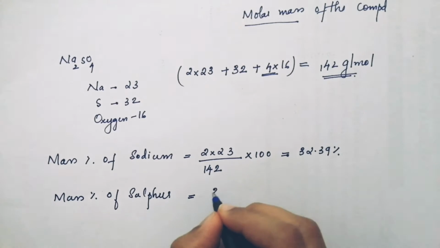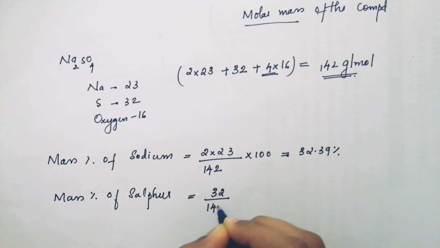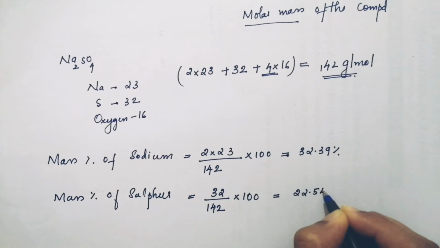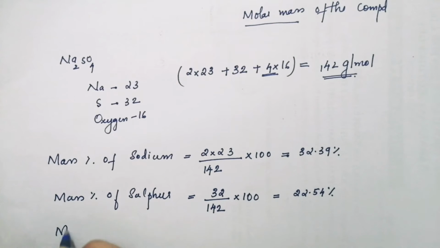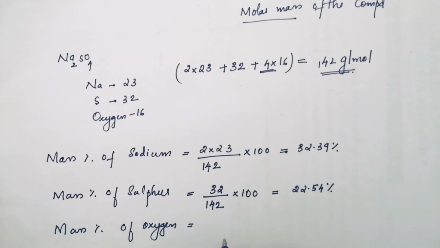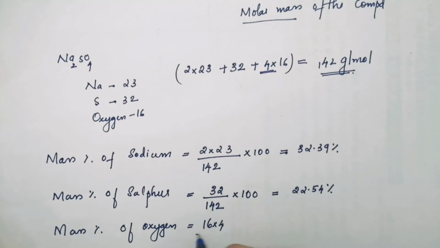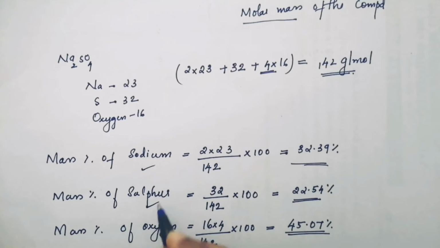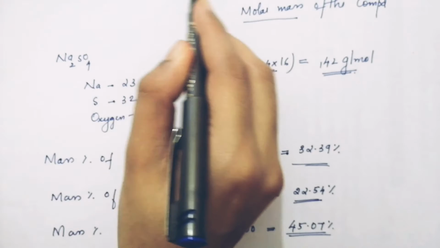Here mass of sulfur is 32 divided by molar mass 142 into 100, which is 22.54%. Last, mass percentage of oxygen. Since we have 4 atoms of oxygen, that is 16 into 4 divided by 142 into 100, and that is 45.07%. Hence we calculated mass percentage of each of the elements sodium, sulfur, oxygen in the compound Na2SO4.